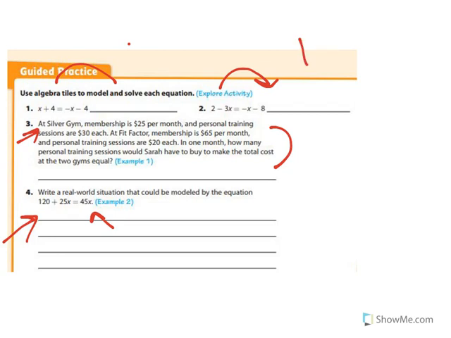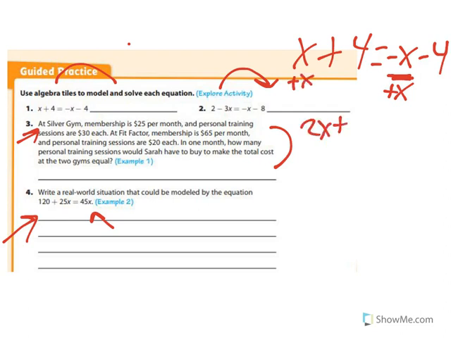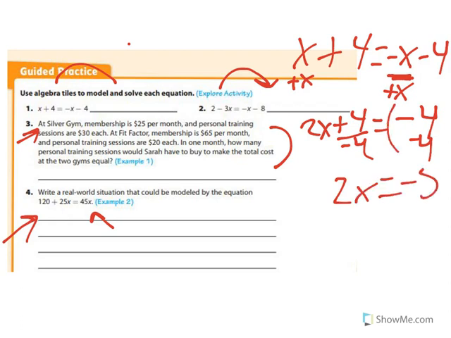My first problem is x plus 4 equals minus x minus 4. So I want to get rid of this on this side. So what I do is I add an x to it. So I'm going to add my x to that side. So now I have 2x plus 4 equals minus 4. Now I want to get rid of this. So I'm going to subtract it on both sides. So 2x equals 2 negative 4s, negative 8. Divide both sides by 2. And I get negative 4 is x.